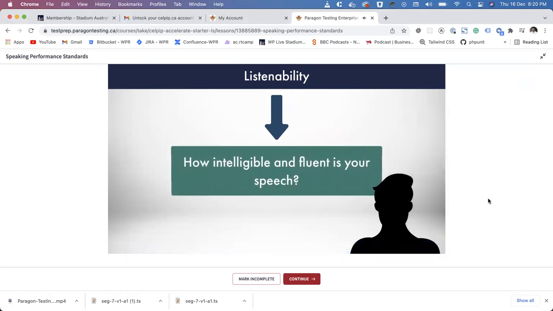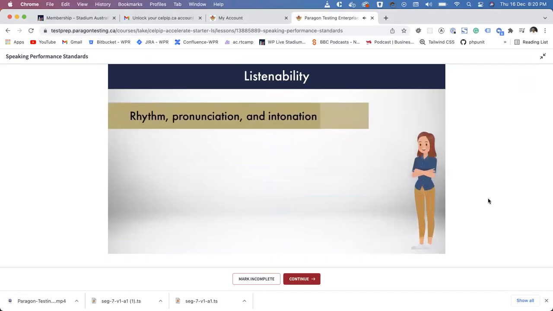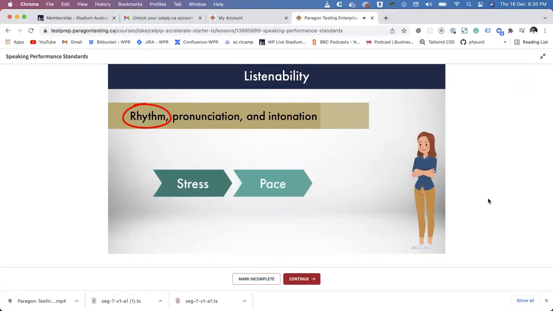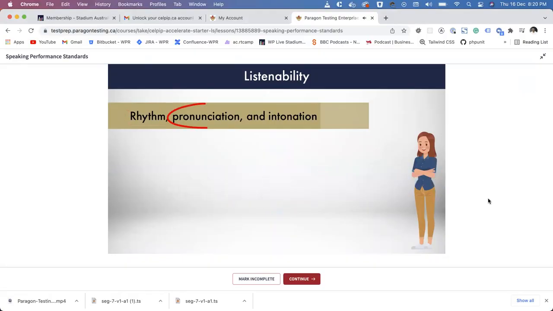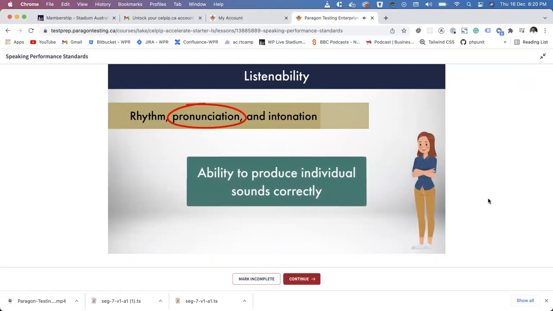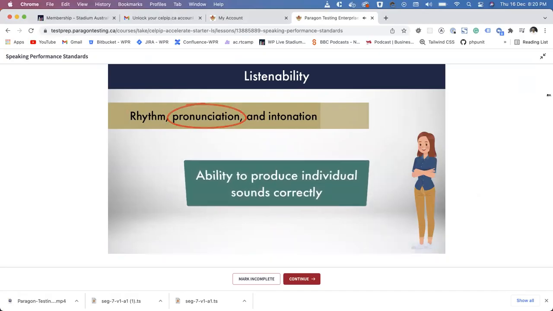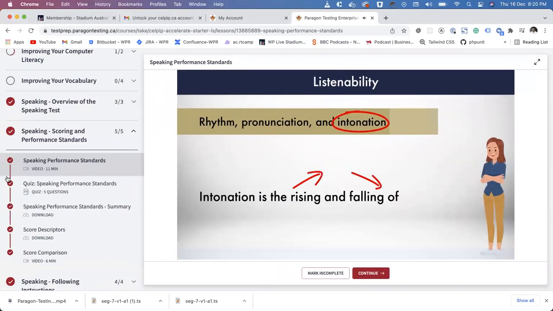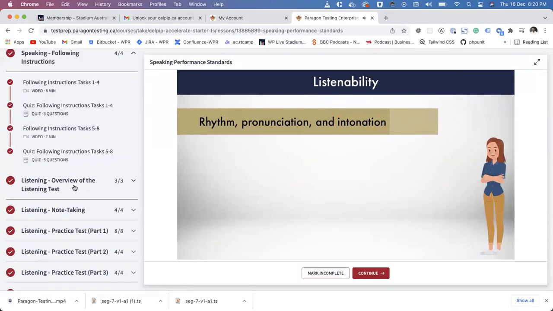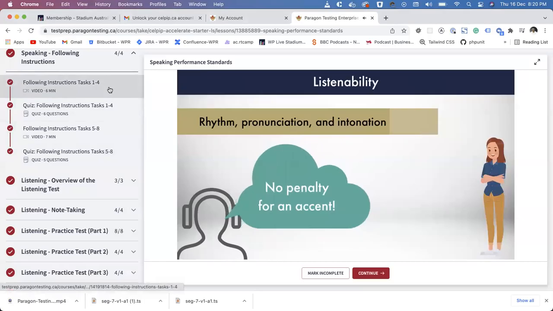The first important factor that raters consider here is rhythm, pronunciation, and intonation. Rhythm relates to the stress and the pace of your speech. Pronunciation is your ability to produce individual sounds correctly. And intonation is the rising and falling of your voice, which communicates a great deal of meaning in English. Raters never penalize a speaker simply for having.